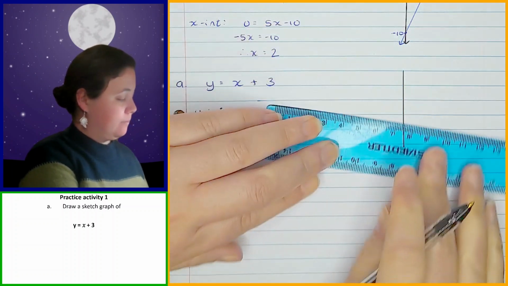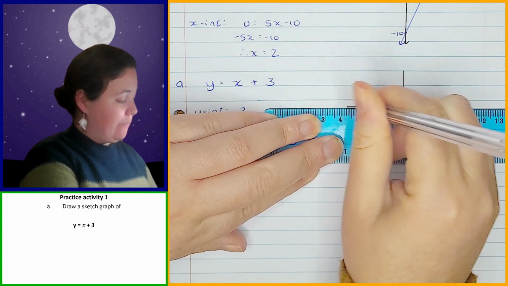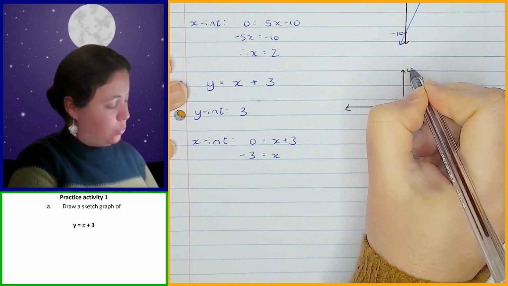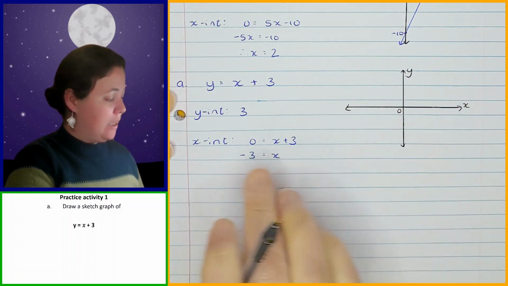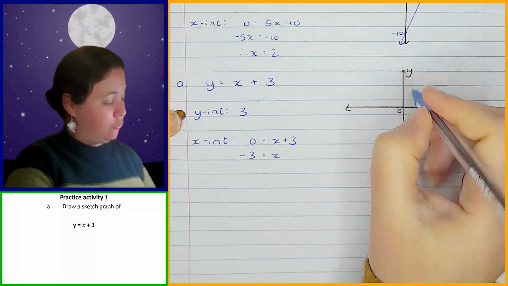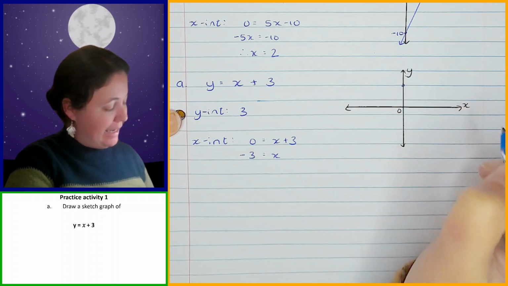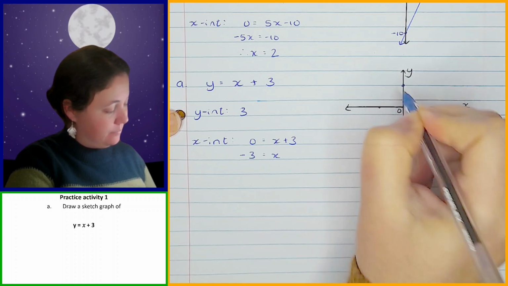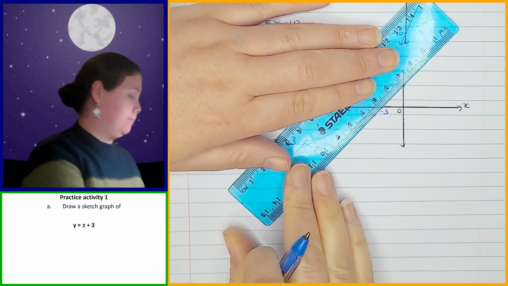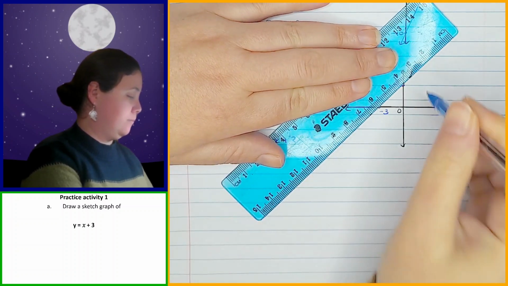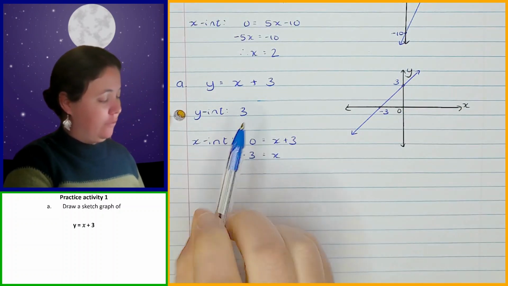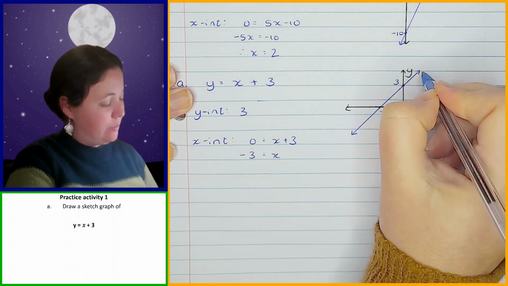Okay, so over here, I've got my axes. This is the y-axis and the x-axis. That's the origin. Okay, so now I'm going to go and plot my intercepts. So my y-intercept is 3. And my x-intercept is negative 3. I'm going to go and join those up. Okay, and then we can go and label the graph with its equation, which is y equals x plus 3.